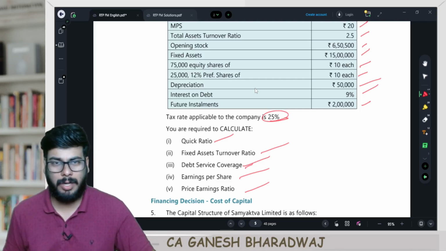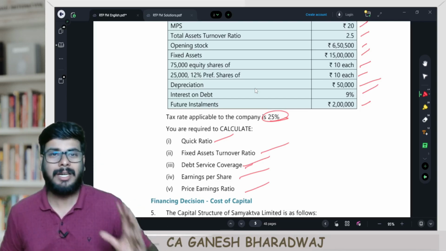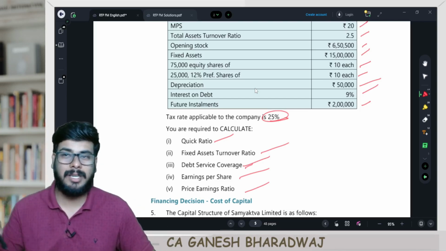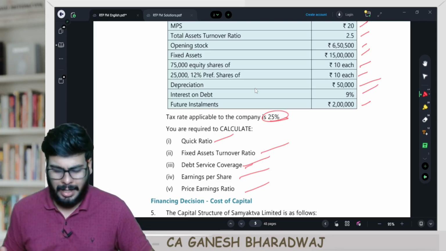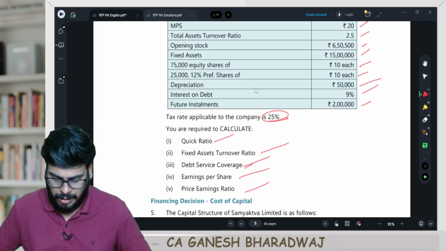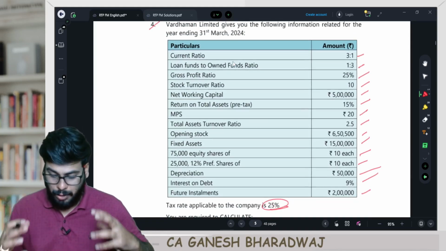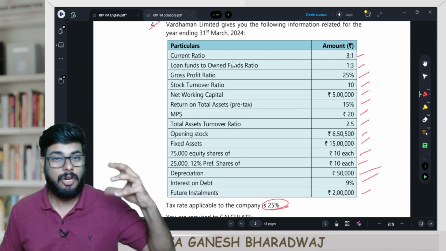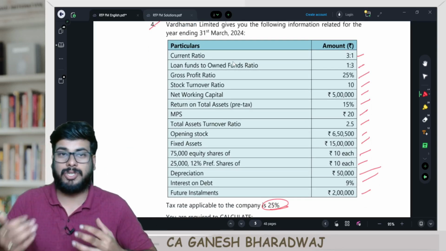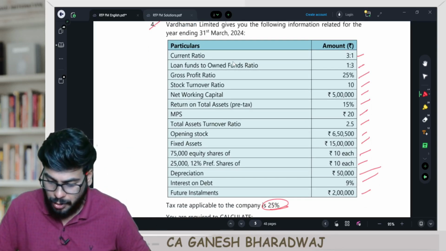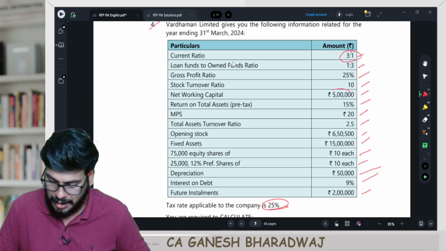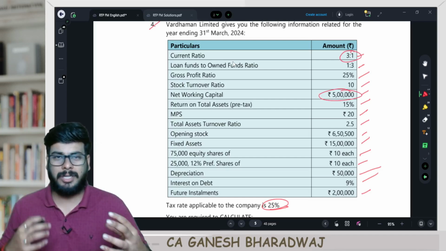Quick ratio means what? Your quick assets upon current liabilities, and quick assets is nothing but your current assets minus your inventories minus your prepaid expenses, right? In this question, prepaid expenses is not there, because nothing has been mentioned relating to that, but they have given you a few hints to calculate your closing stock and all. And of course your current assets, current liabilities, you can calculate that using current ratio, working capital and all that. So based on this we need to go about.